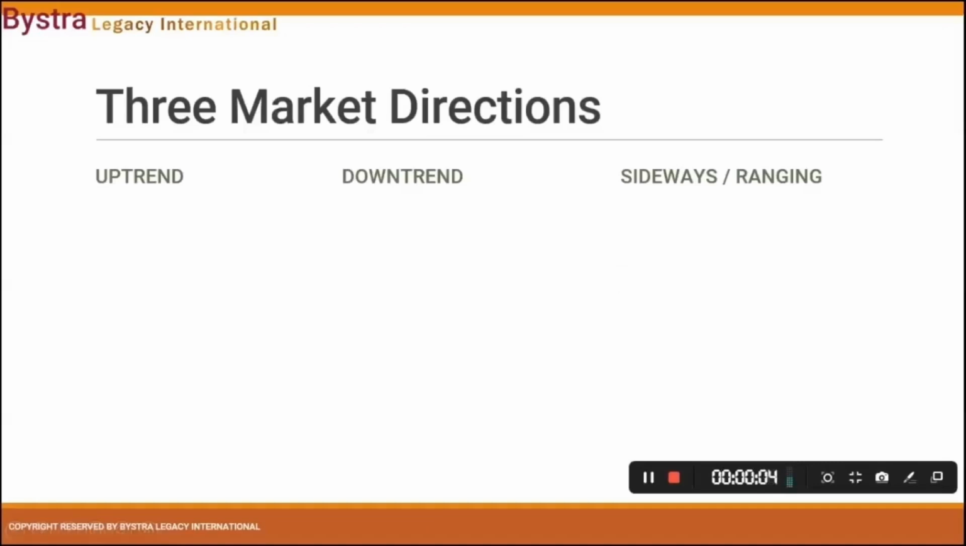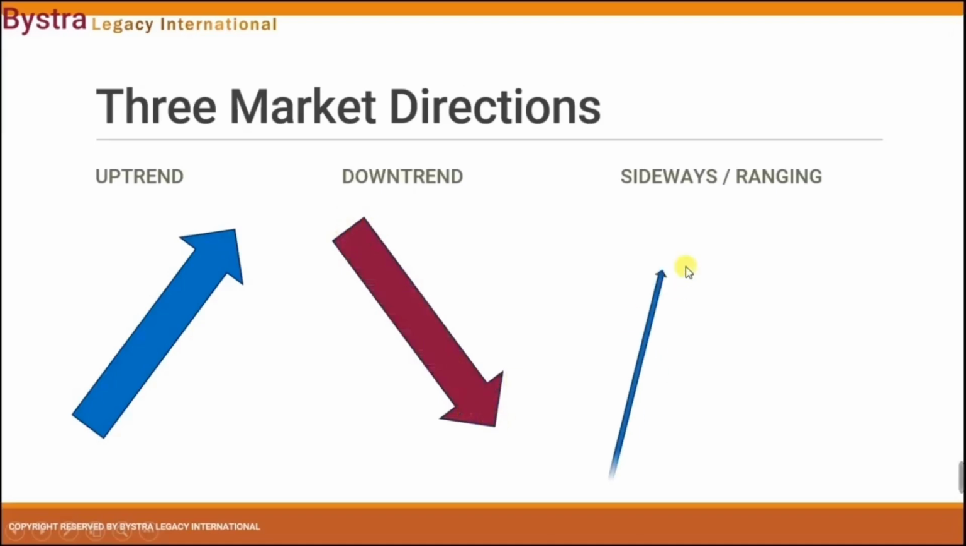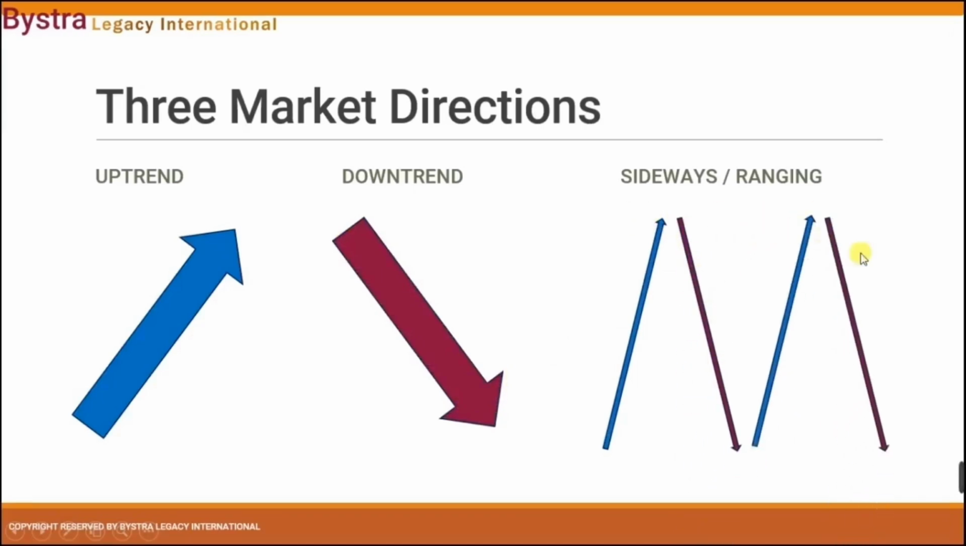The first is the uptrend, where the price moves from the bottom to the top. Next is a downtrend, where the price is moving from the top to the bottom. And the last is what we call the sideways or ranging zone. It's where the price zigzags around this area. Let's look at the market structure uptrend.